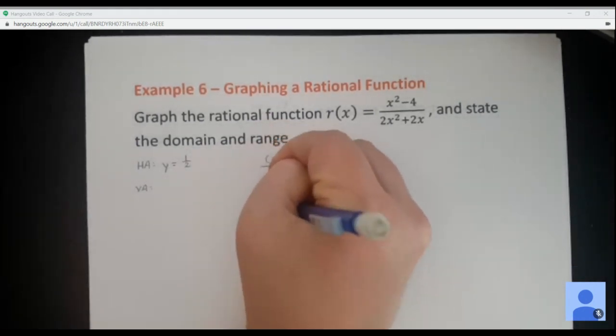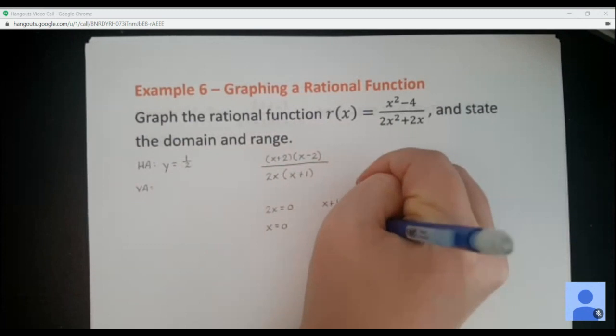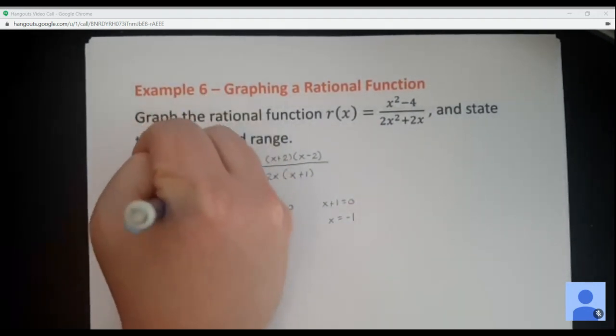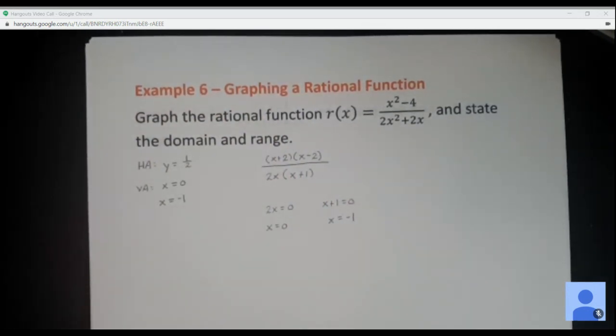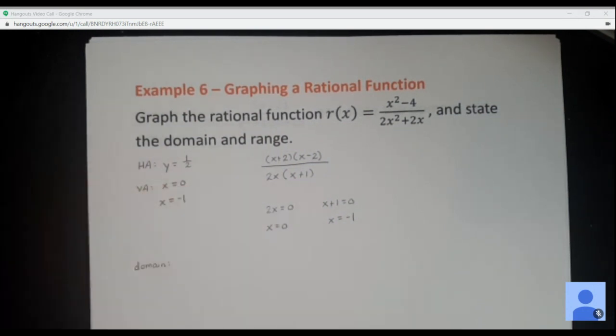Okay, good. So we're going to set 2x equal to 0, and when we divide by 2, that gives us x equals 0, and then we do the same thing with the x plus 1, and when we solve for x, that should give us x equals negative 1. So that means our vertical asymptotes now, we're going to have one at x equals 0, one at x equals negative 1, and then the last piece we want to find is the domain here. So what would our domain look like for this one?